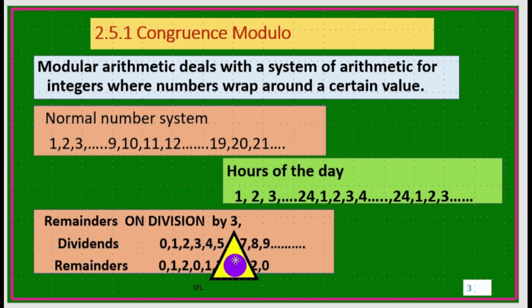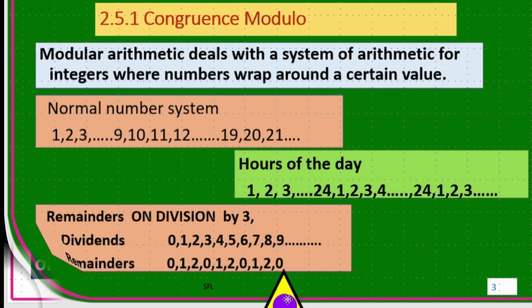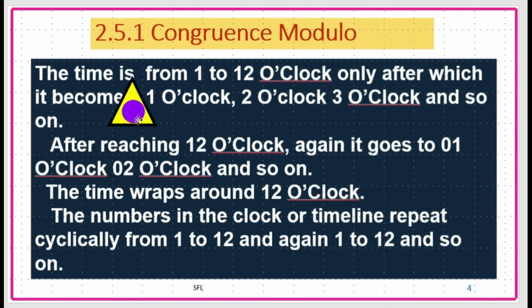Remainders on division by 3, for example: the dividends 0, 1, 2, 3, 4, when divided by 3, give remainders 0, 1, 2, 0, 1, 2, 0, 1, 2, 0 and so on. The time on our wall clock and wristwatches is from 1 o'clock to 12 o'clock only, after which it becomes 1 o'clock, 2 o'clock, 3 o'clock and so on. After reaching 12 o'clock, again it goes to 1 o'clock, 2 o'clock. The time wraps around 12 o'clock. The numbers in the clock repeat cyclically from 1 to 12 and again 1 to 12 and so on.